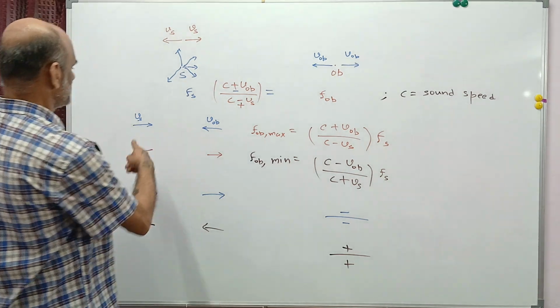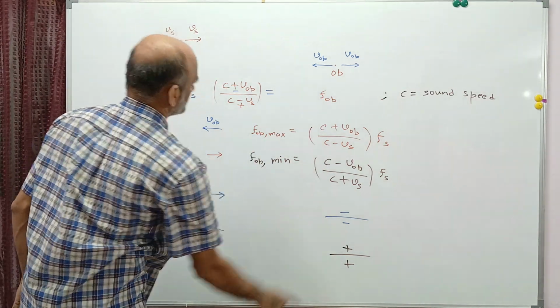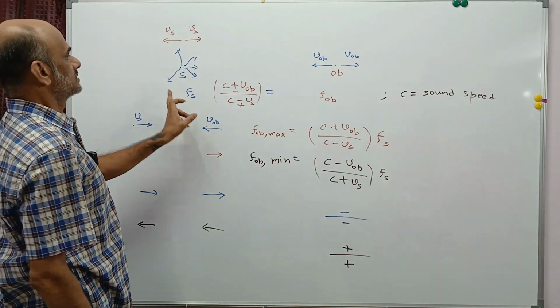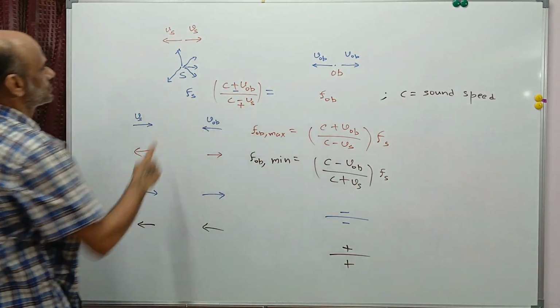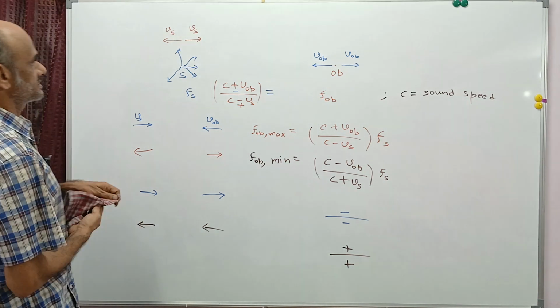So these are the four possibilities: plus minus, minus plus, minus minus, and plus plus. And when both the observer and the source are at rest, these two velocities are 0, then the observed frequency and source frequency are the same. There is one more basic concept which is called beats.